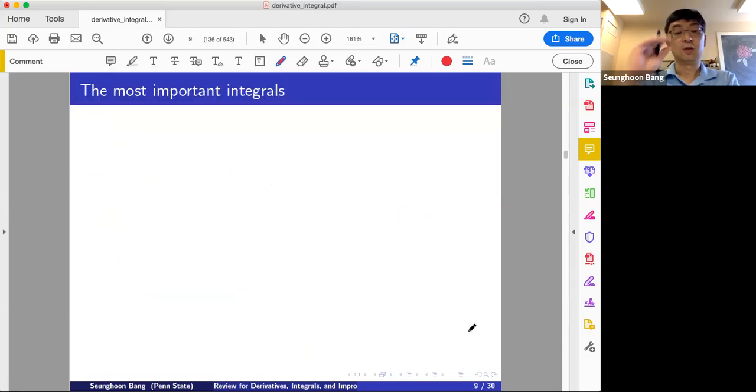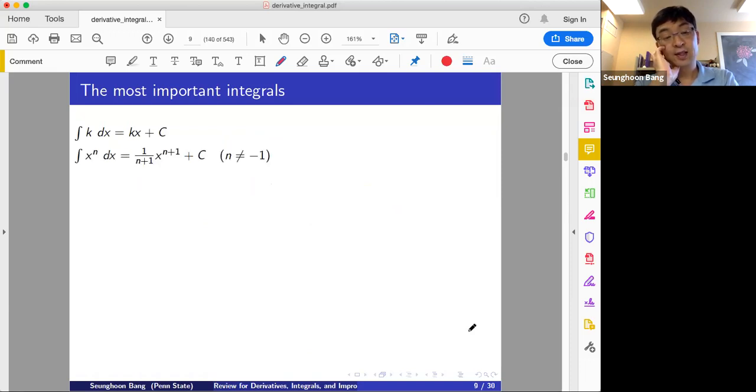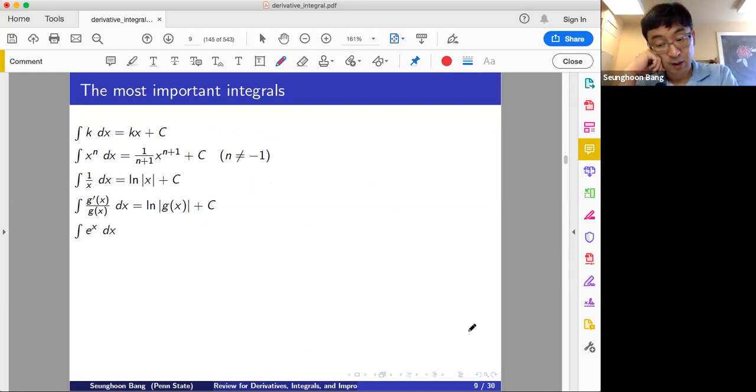The next one. So we think about the most important integrals. The integral of k dx is kx plus c. The integral of x to the n dx is 1 over n plus 1 times x to the n plus 1 plus c. The integral of 1 over x dx is ln of absolute value of x plus c. The integral of g prime of x over g of x dx is ln of absolute value of g of x plus c. The integral of e to the x dx is itself, e to the x plus c.